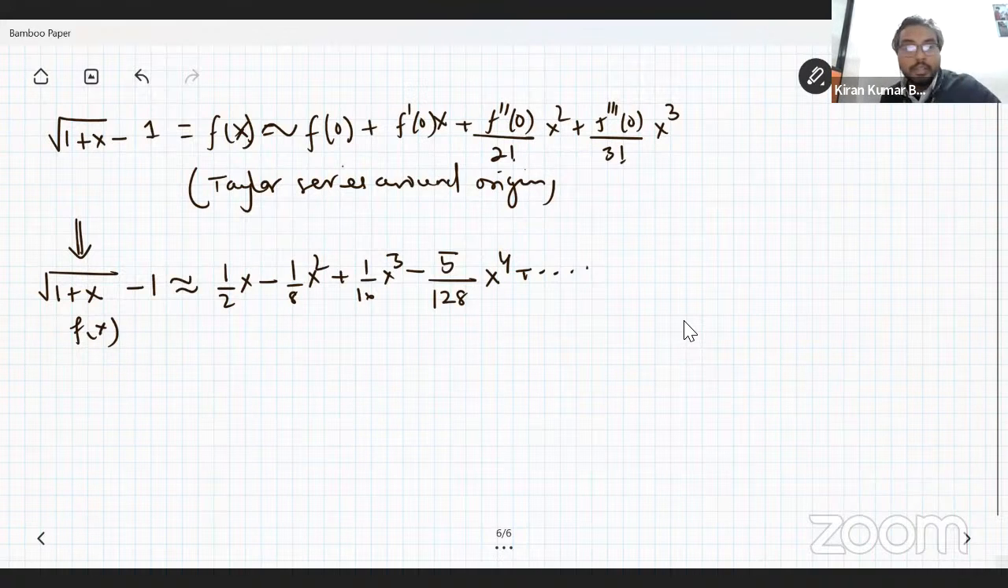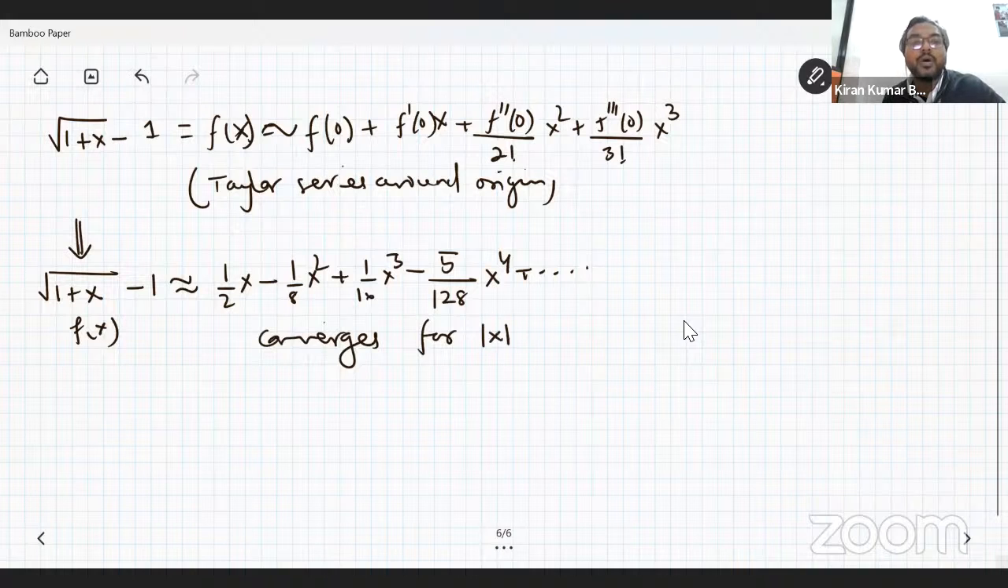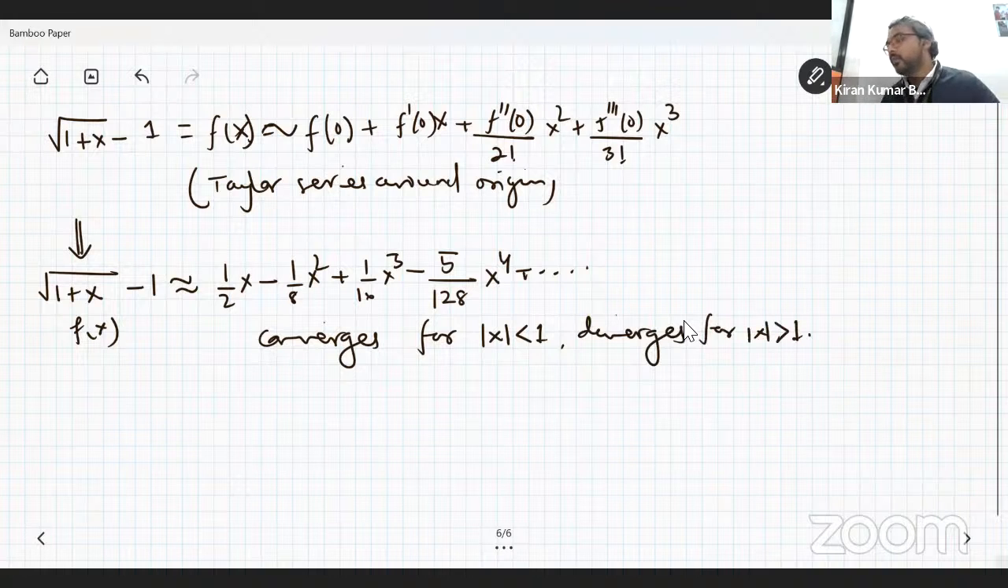Now this function f(x), if we look at the convergence, this series converges for mod x less than 1, diverges for mod x greater than 1. And what else? The approximants in the Taylor series are polynomial.